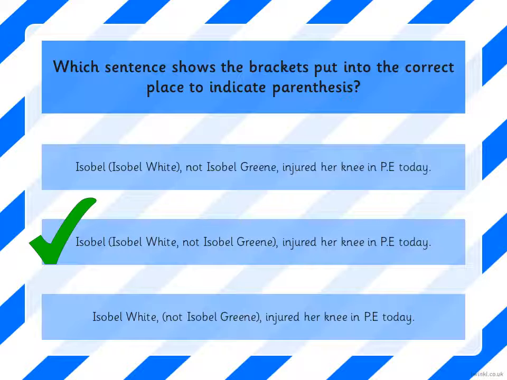And then again, Isabel White, in brackets, not Isabel Green, injured her knee in PE today. So again, it could have been that one, but I need all of my section of Isabels in my brackets for it to make sense. Okay, hopefully you've got that one right. If you have, give it a big tick. If not, then write it out for me.